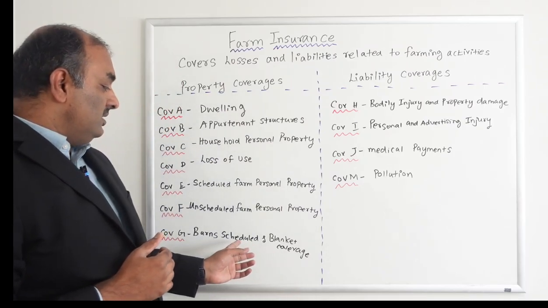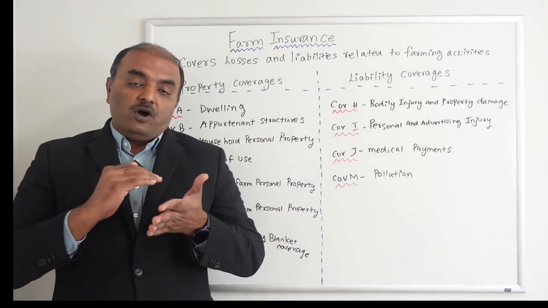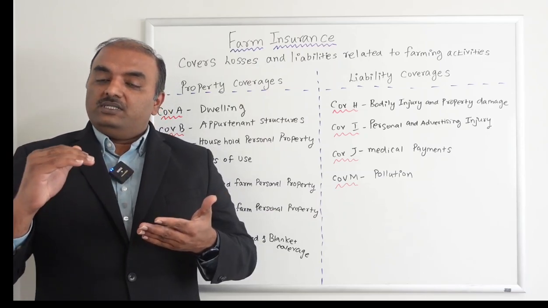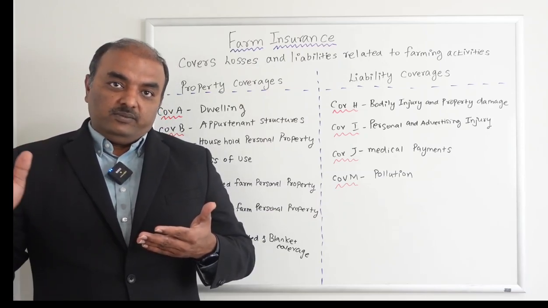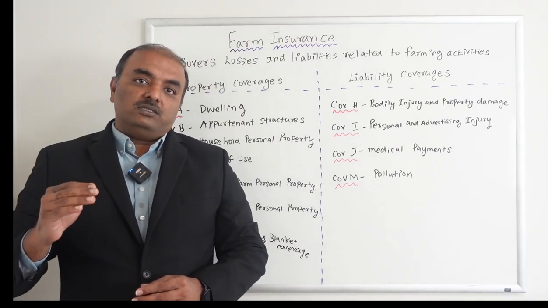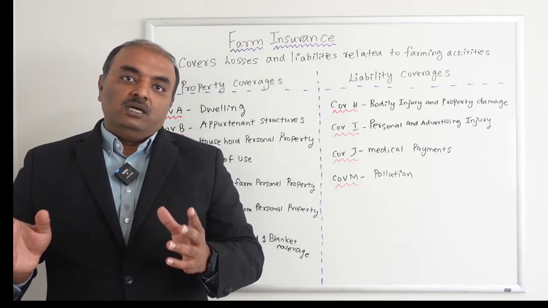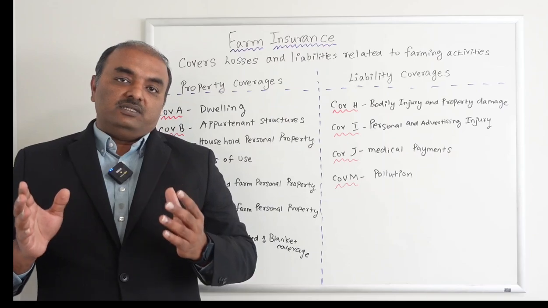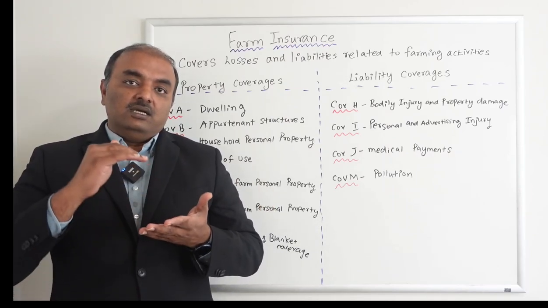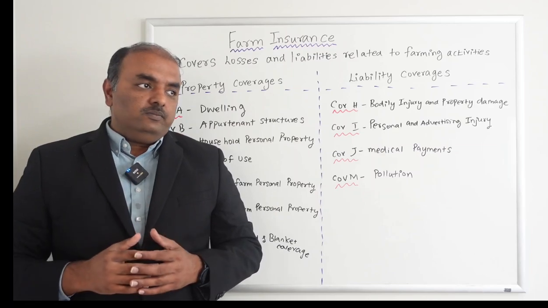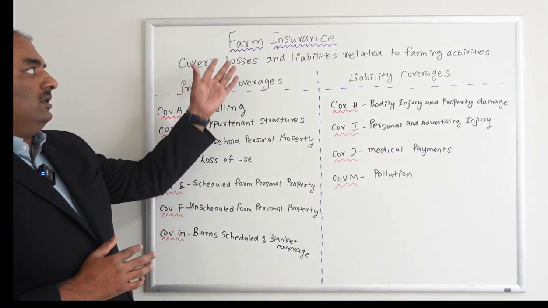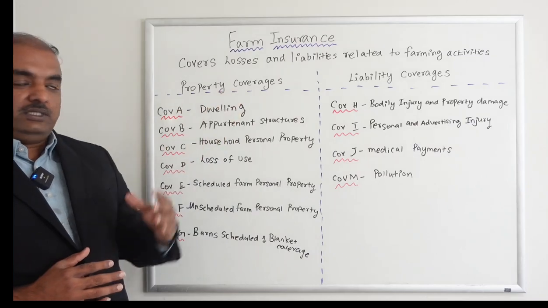For scheduled, you can say for barn 1 the total limit is maybe $8,000, and for barn 2 it's $10,000. That's the maximum. Whereas if you say blanket, overall you can say for all 5 barns the overall limit is $50,000. So the maximum they will cover is 50. It's like a combined limit. With blanket, it is a combined limit, whereas with scheduled each limit is unique to each barn. So these are some of the property coverages that you can use for your farm insurance or farm exposures.